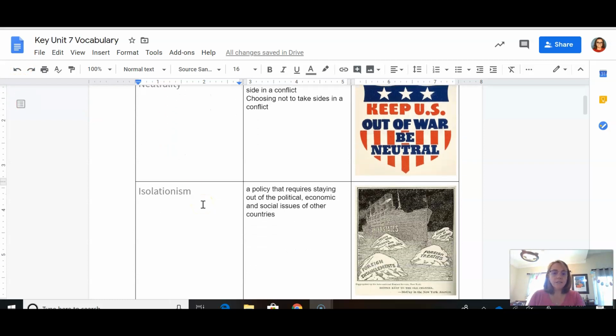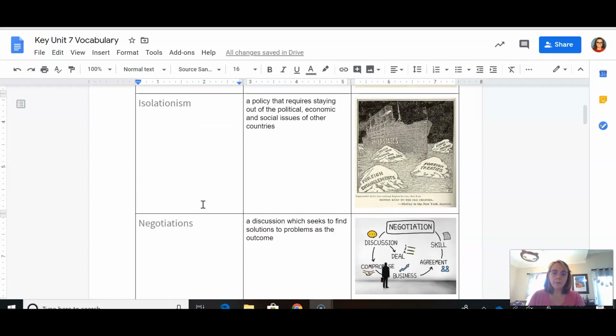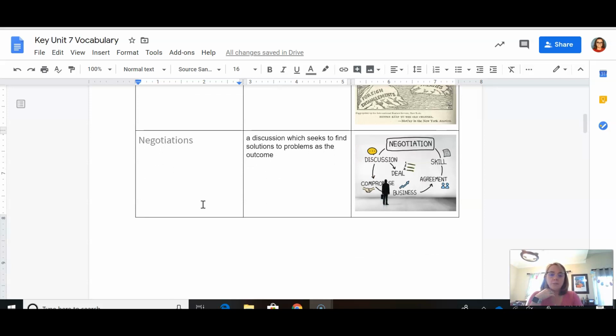Okay, isolationism goes right along with that word, right? Isolationism just means to isolate oneself, to stay to oneself. So this was like a belief or a policy that requires staying out of everybody else's business, basically, is really what it is. Like the social issues, the political issues, the economic issues, we're not going to deal with all those things. We're going to trade with people who want to trade with us, and we're not going to choose sides.